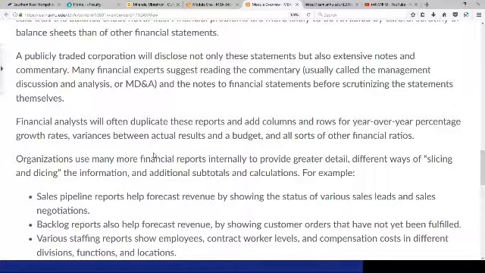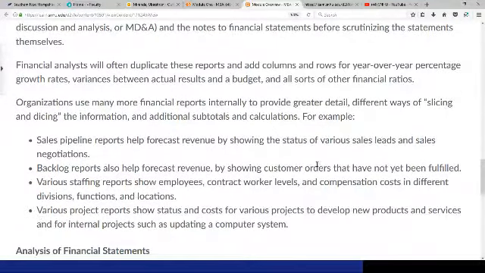Now, a publicly traded company will disclose not only these statements but also extensive notes and commentary. These are very important because some of you are actually going to be making some very big assumptions about your selected company and how that's going to go forward. So you're going to have to mine that data if needed. Now, financial analysts will often duplicate these reports and add columns and rows for year-over-year percentage growth rates, variances between actual results and the budget, and all sorts of other financial ratios.